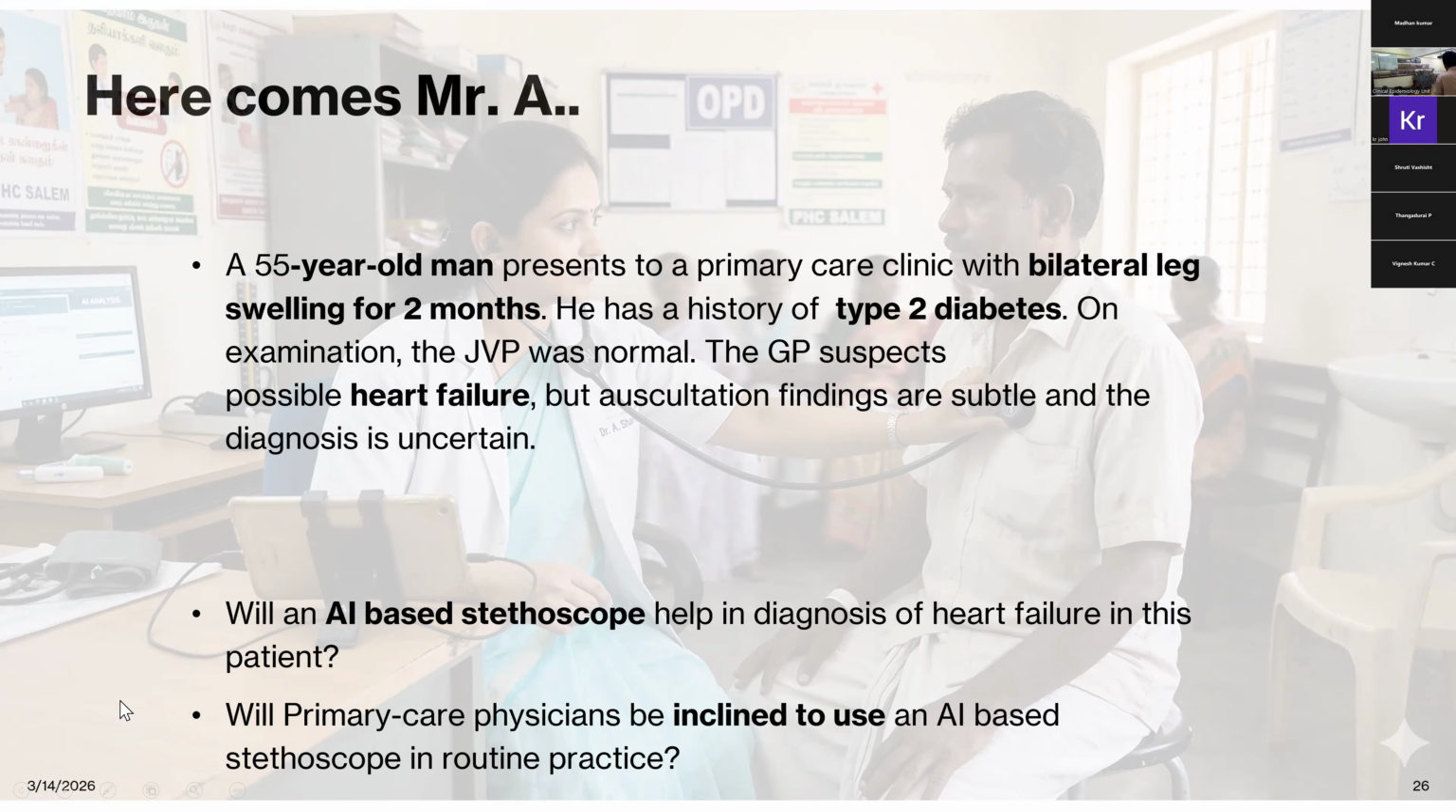So the question that we'd like to put forward in this scenario would be, will an AI-based stethoscope help in the diagnosis of heart failure in this patient? And the implementation question for focus today would be, will primary care physicians be inclined to use this AI-based stethoscope in routine practice?